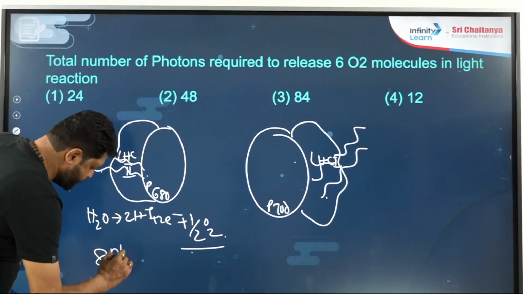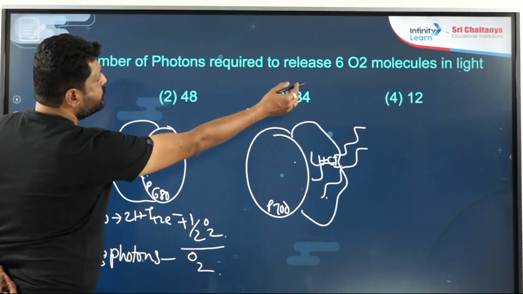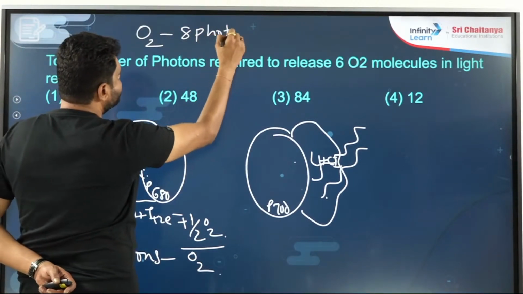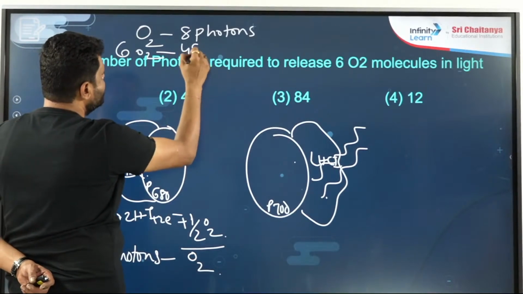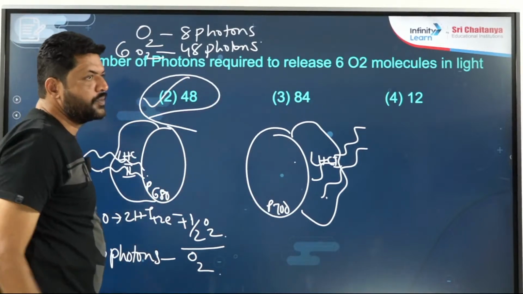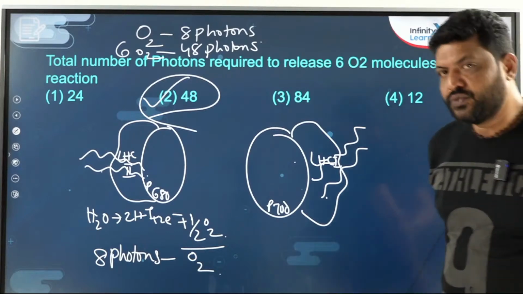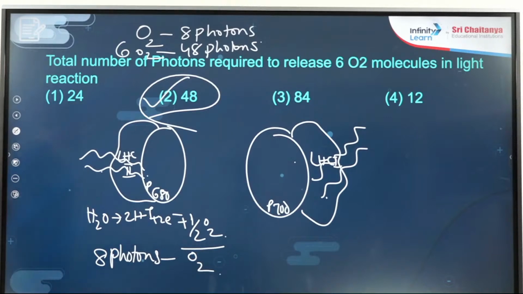Then 8 photons of light for 1 O2. 1 O2 requires 8 photons. And 6 O2 requires how many? 6 8s are 48 photons of light. 48 photons of light are required for the release of 6 O2 molecules in C3 plants. Was it clear?